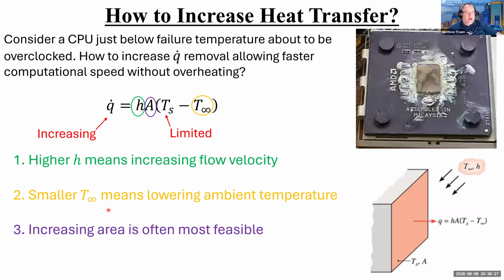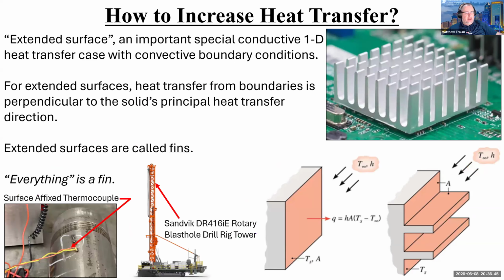And so really what it comes down to, more often than not, to get increased Q, is to increase the surface area. So this is often the most feasible way to increase Q, is to attack A. So that's what this lecture is really going to be about. So the way that we attack A, increase A, is basically by extending the surface.